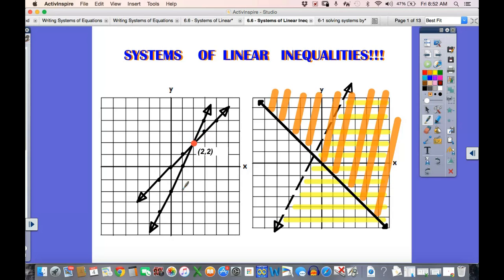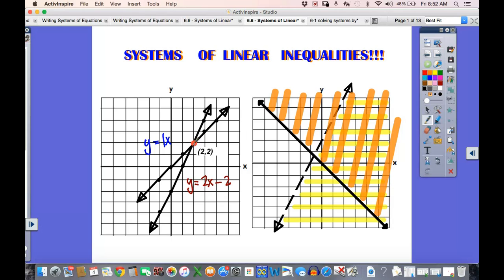So let's talk about the equation of the line. The slope of this line is up 2 over 1, so y is equal to 2x. The y-intercept is negative 2, so minus 2. The slope of the other line is 1 over 1, so 1x, and then the y-intercept is 0, so y equals 1x. The place where they intersect would be (2, 2), which is the solution.